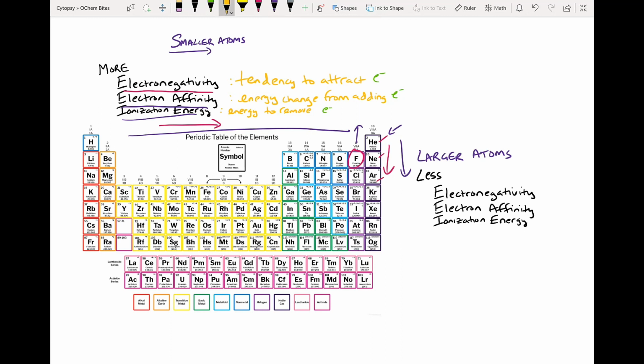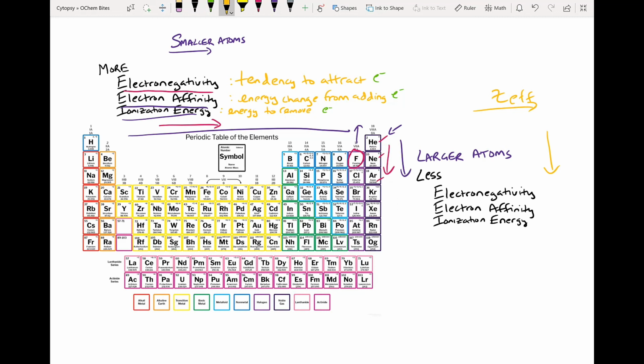Another cool trend to notice is the radius of atoms. You get larger atoms as you go down, and you get smaller atoms as you go to the right in a periodic table. And this is because your Z effective nuclear charge is increasing as you go to the right. So your atoms are getting smaller. Those electrons that are on the outermost valence shell are getting pulled closer to the nucleus and being held there.